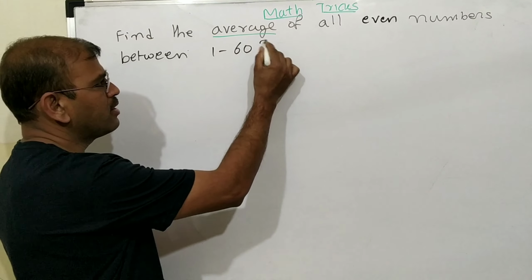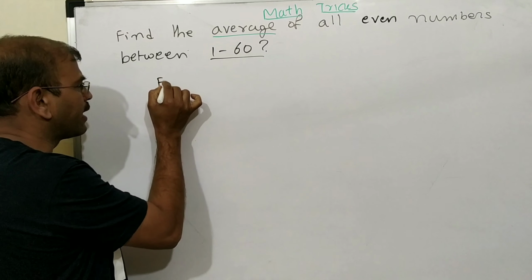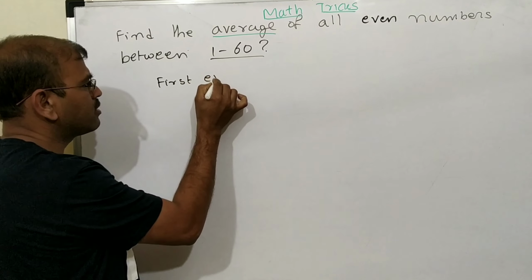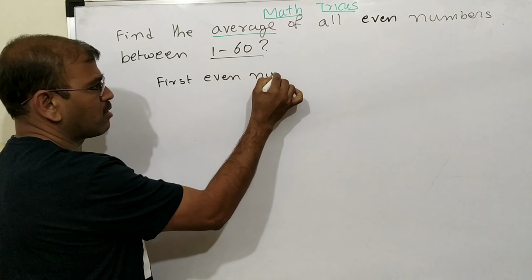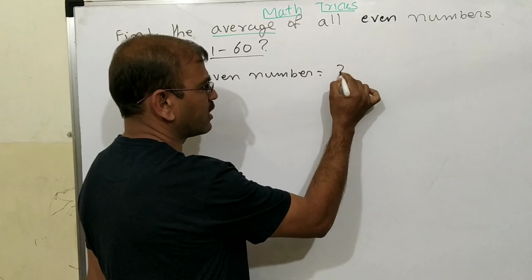Now we'll do another sum: find the average of all even numbers between 1 to 60. First we'll write, what is the first even number between 1 to 60? That is 2.